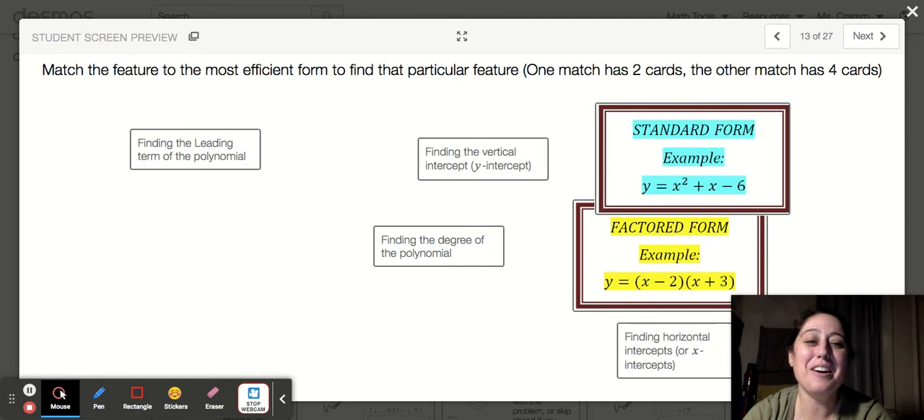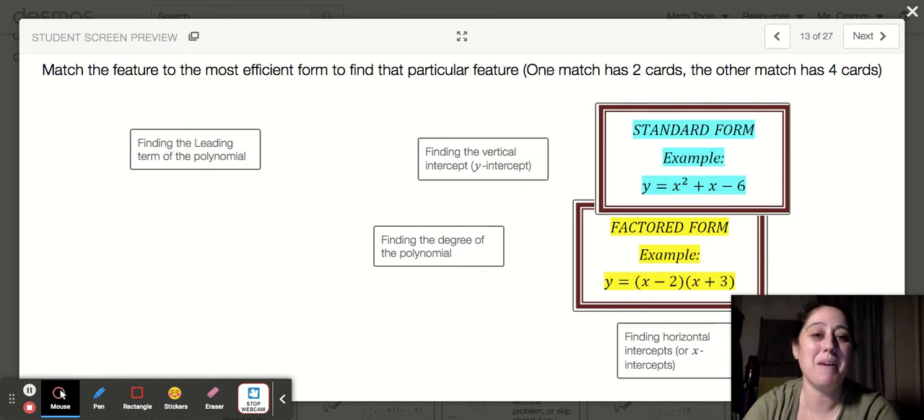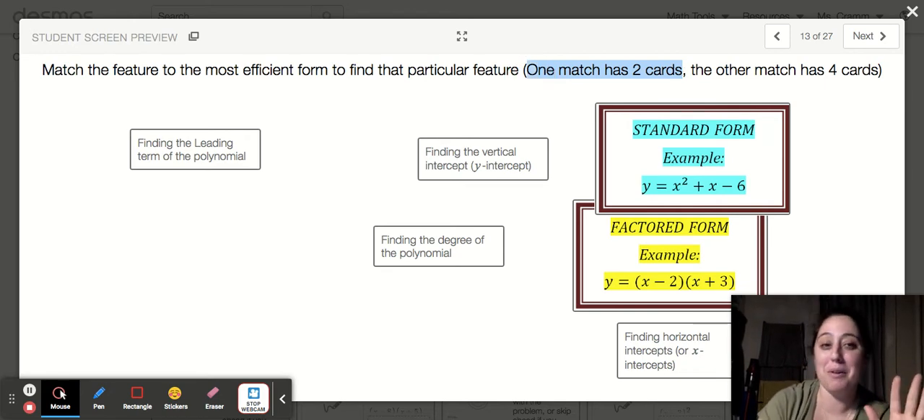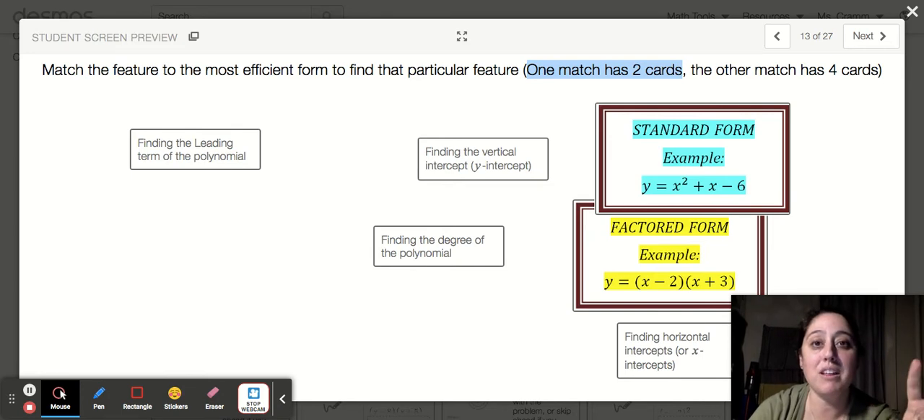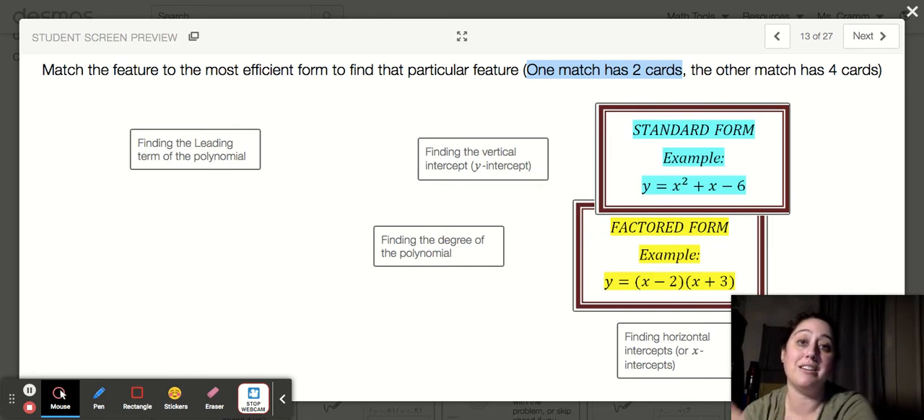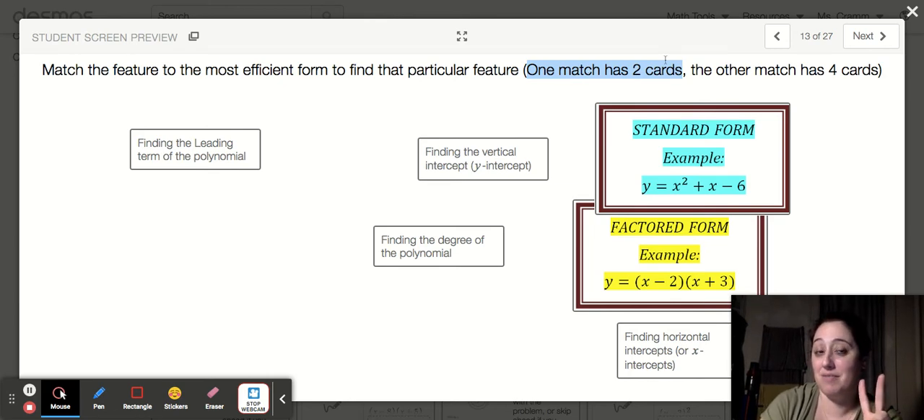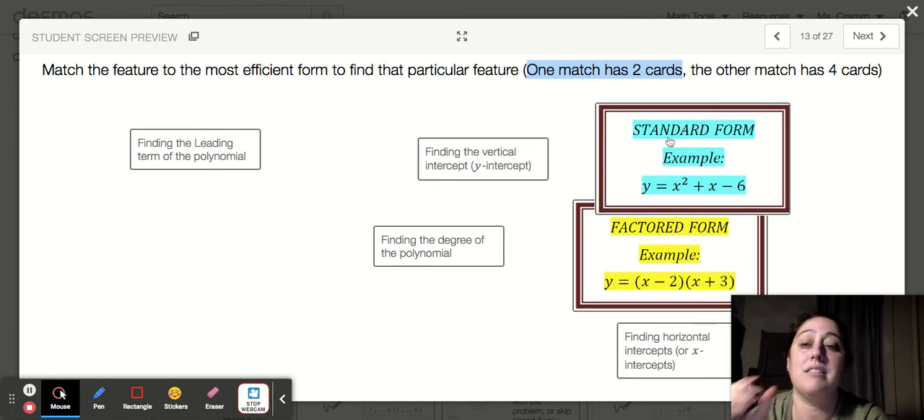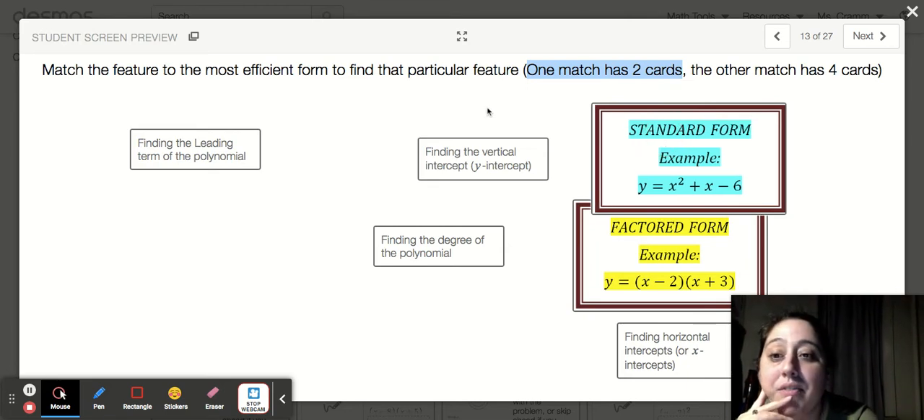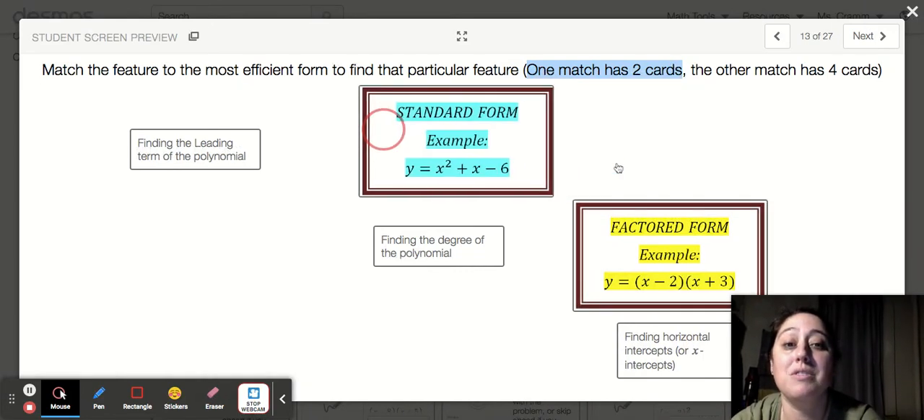All right. So one of these matches has 2 cards. When I looked, most people here, in whatever class, maybe not for all of the classes, but in most of the classes, you got this wrong because you were trying to split 3 and 3. One match only has 2 cards. Okay. The other match would have 4 total cards. All right. So with that in mind, if I am trying to find the leading term in the polynomial, I'm going to go standard form.